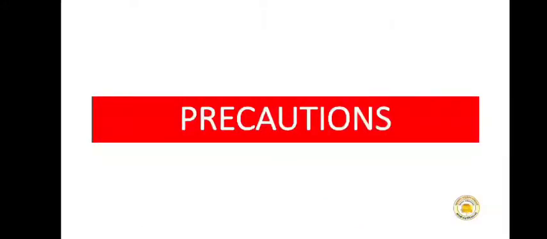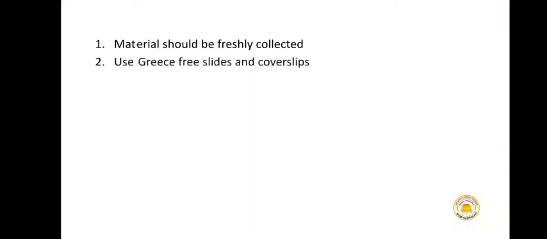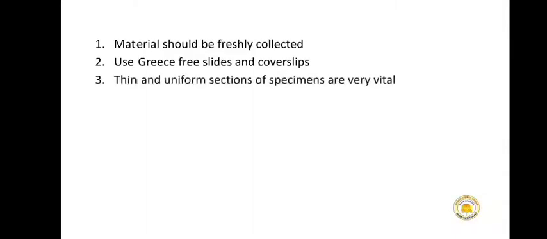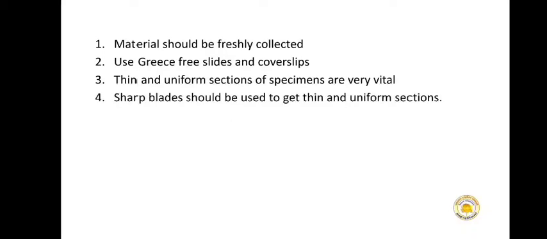Now we will see the precautions that we have to take while performing double staining process. So the first is material should be freshly collected. We have to use grease-free slides and cover slips. Thin and uniform sections of specimen are very vital. Sharp blades should be used to get thin and uniform sections.